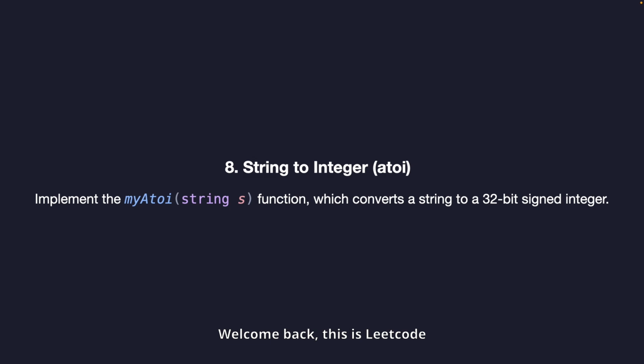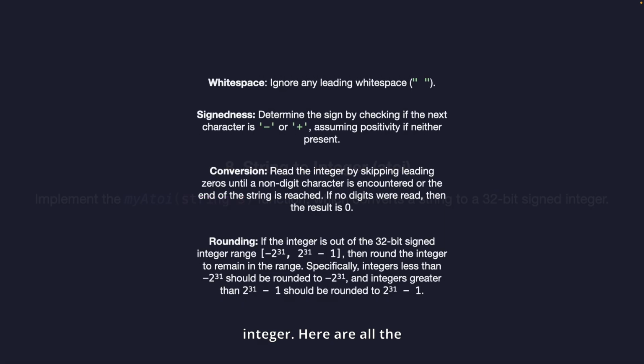Welcome back. This is Leetcode problem number 8, atoi. The goal of this problem is to convert a string into a 32-bit integer. Here are all the cases we have to fulfill.